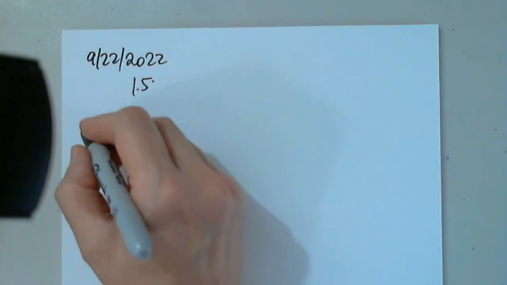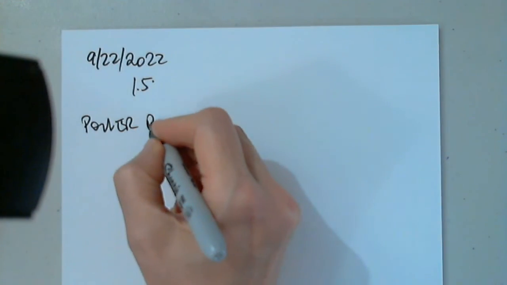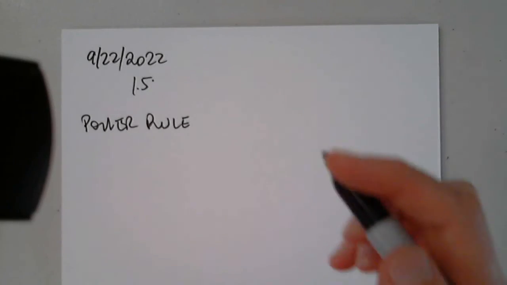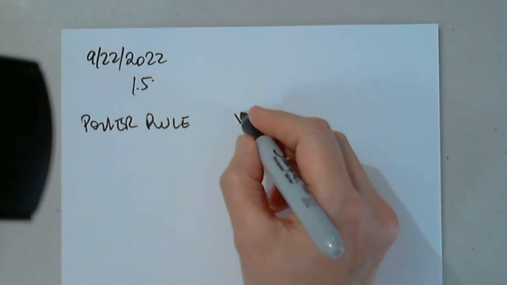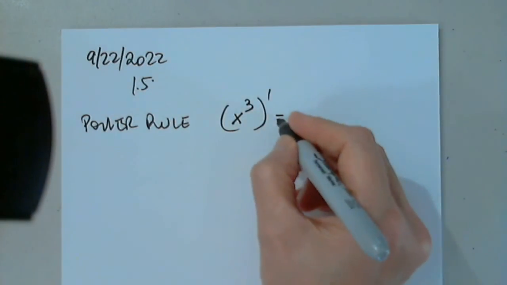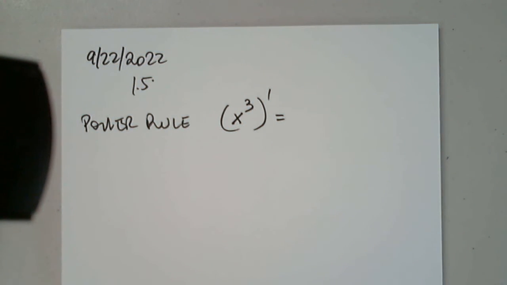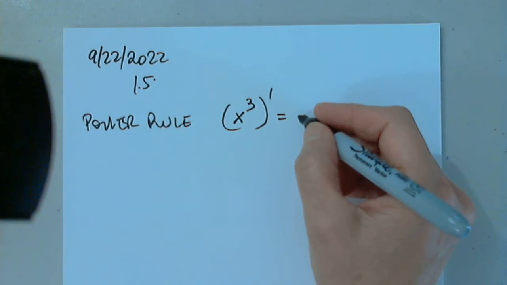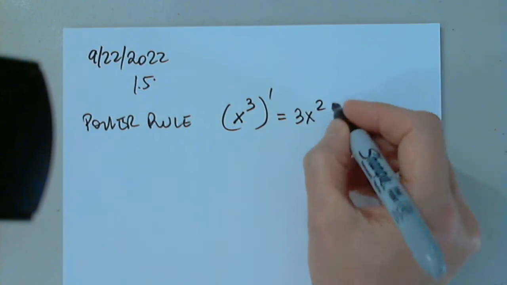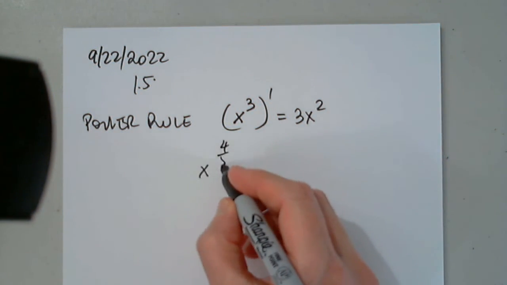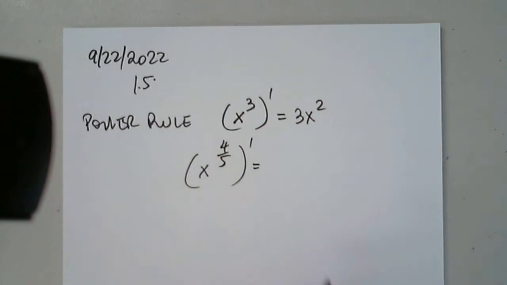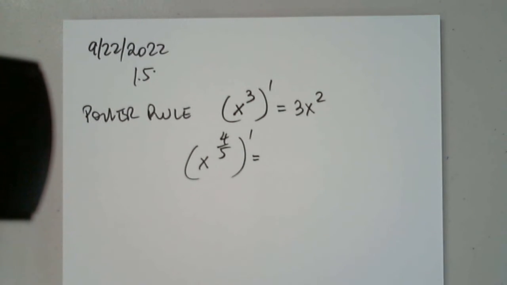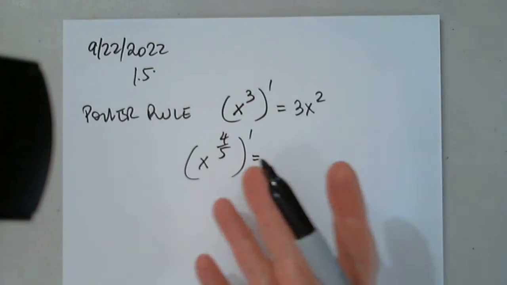So we looked at the power rule. Let me refresh your memory with an example. Let's say x to the third power, prime. X squared. Very good. What about x to the 4/5 prime? It's slightly more difficult because I have to work with fractions, but the power rule is the same.